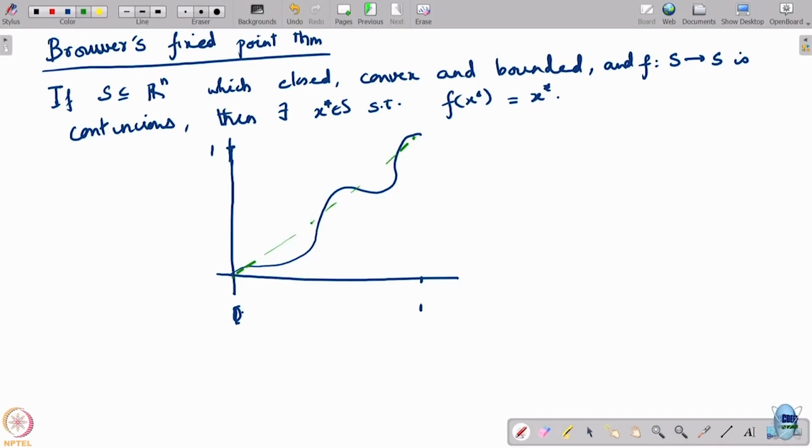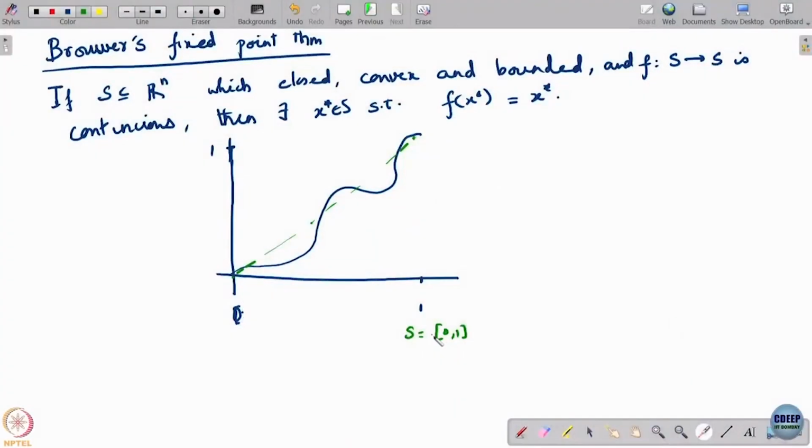You would have studied this, and there are many ways of proving this when the set S is just the interval [0,1]. When the set S is the interval [0,1] and you have just some continuous function, you would have probably proved this using Rolle's theorem or the intermediate value theorem or something like that, right? A much more general version of the same thing is Brouwer's fixed point theorem.